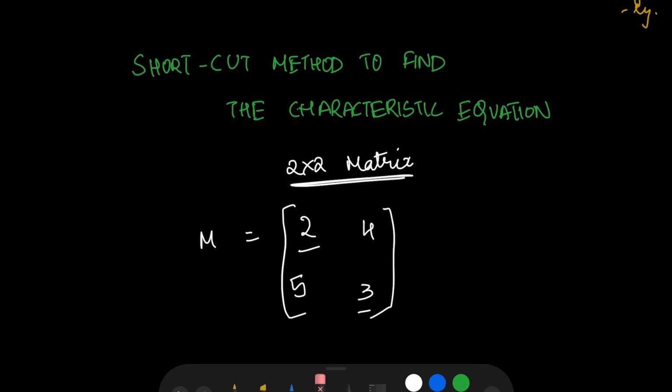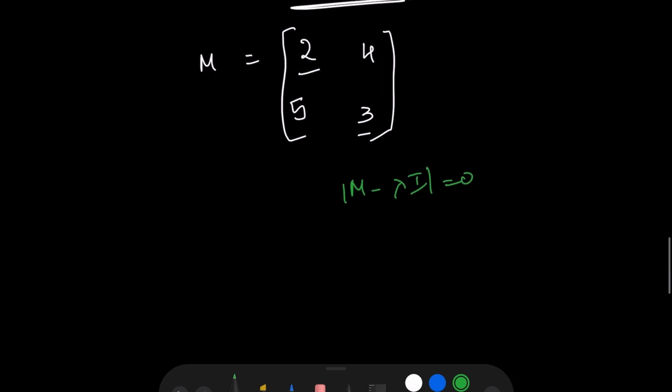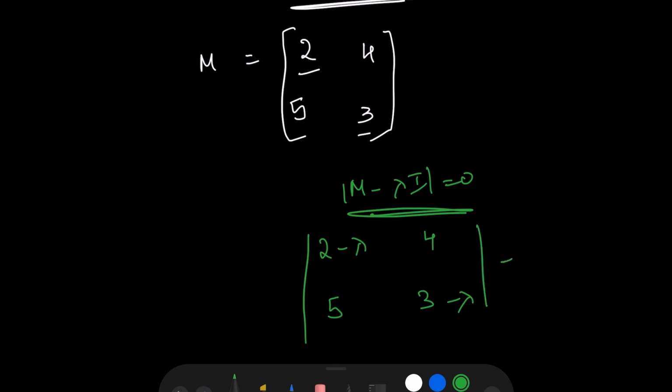For a 2x2 matrix, let us find the characteristic equation using the general method. So how do you find the characteristic equation for any matrix? You take the determinant of M minus lambda into I and you equate this determinant to 0, then you'll get the characteristic equation, right? So if you put this and this, what will we get? The determinant of 2 minus lambda, 4, 5, 3 minus lambda is equal to 0, right?